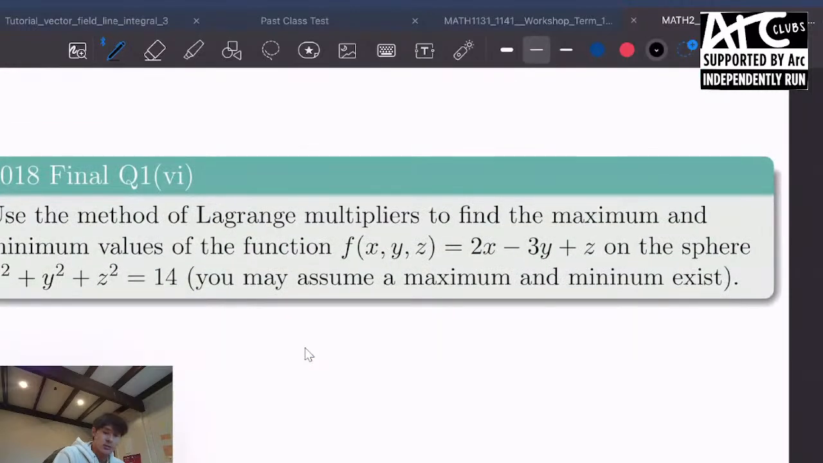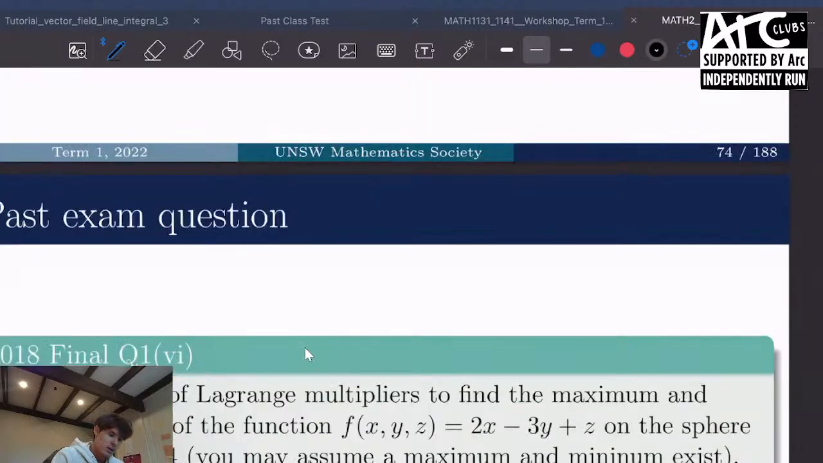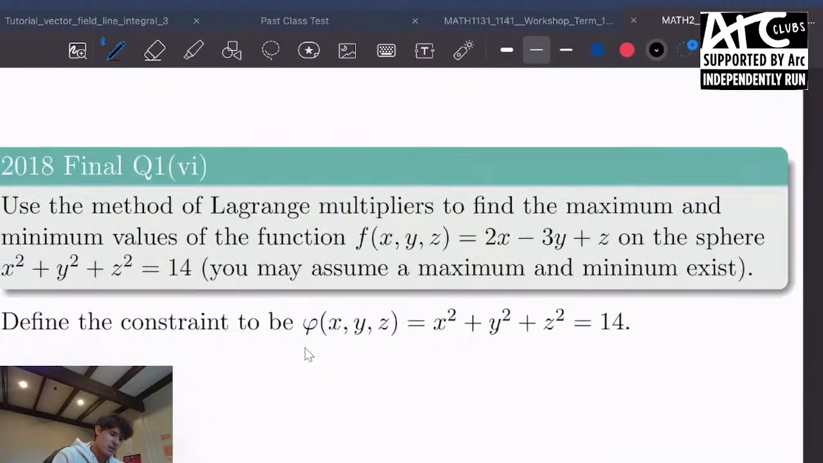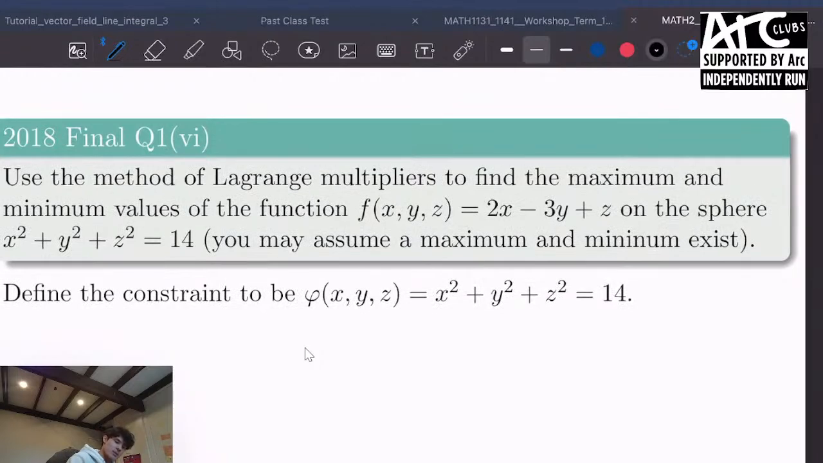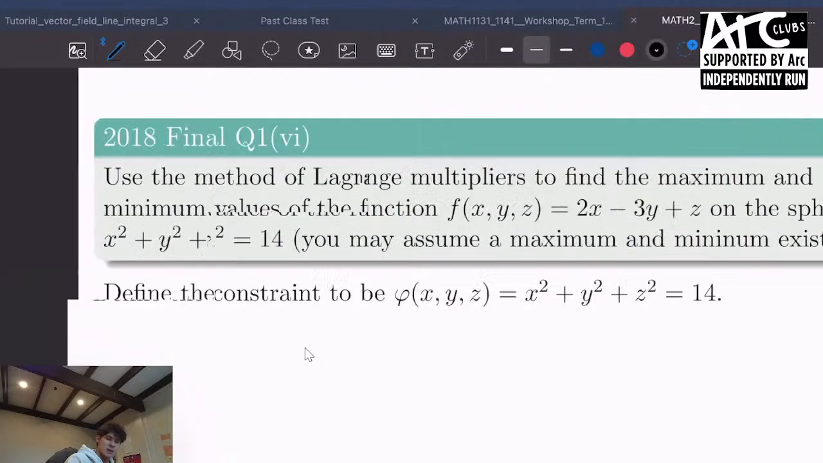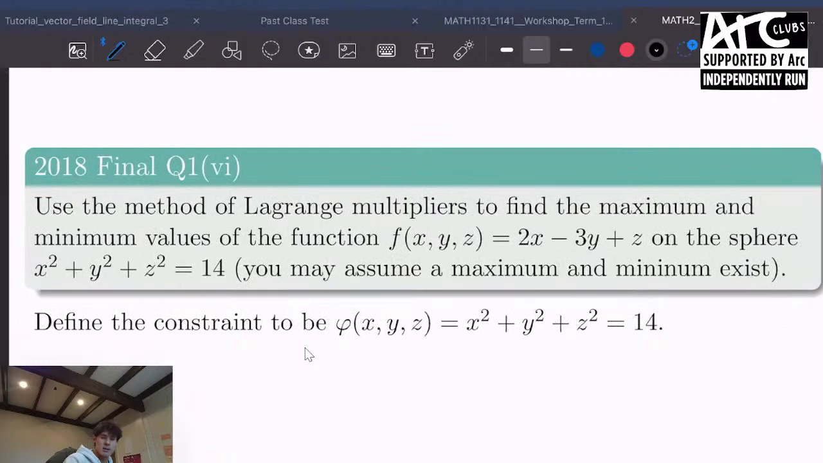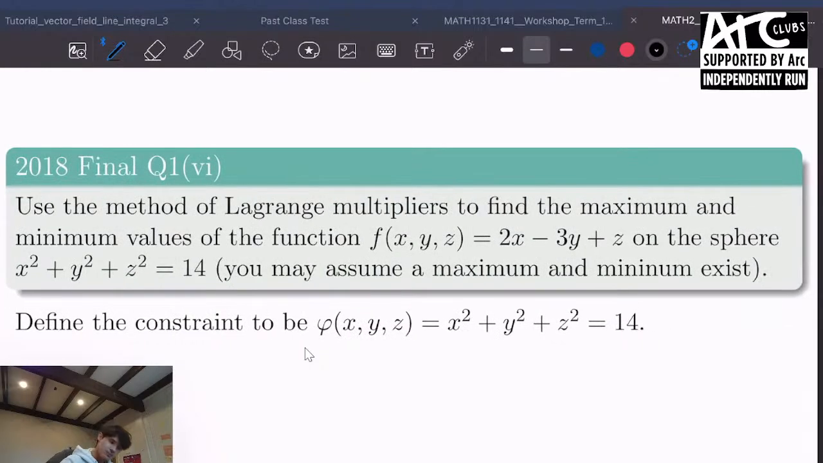So use the method of Lagrange multipliers to find the max and min values of the function 2x minus 3y plus z on the sphere x squared plus y squared plus z squared equals 14. So we can define this constraint to be phi of (x, y, z) equals x squared plus y squared plus z squared, and that must equal 14.